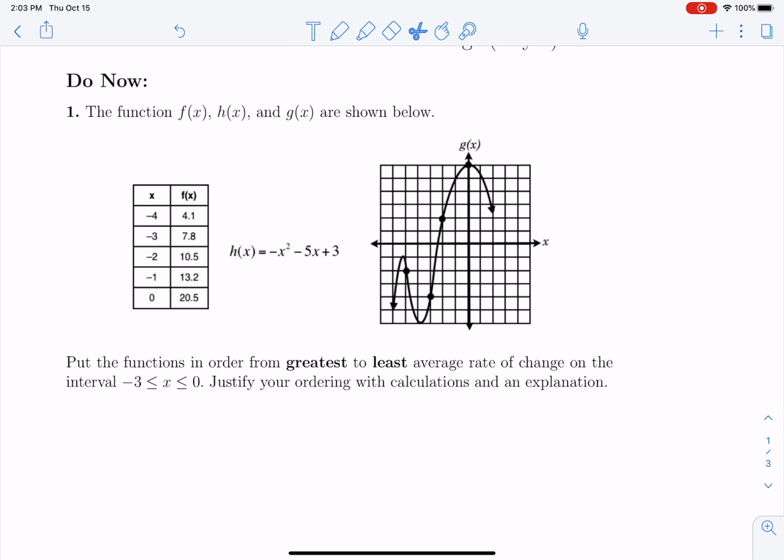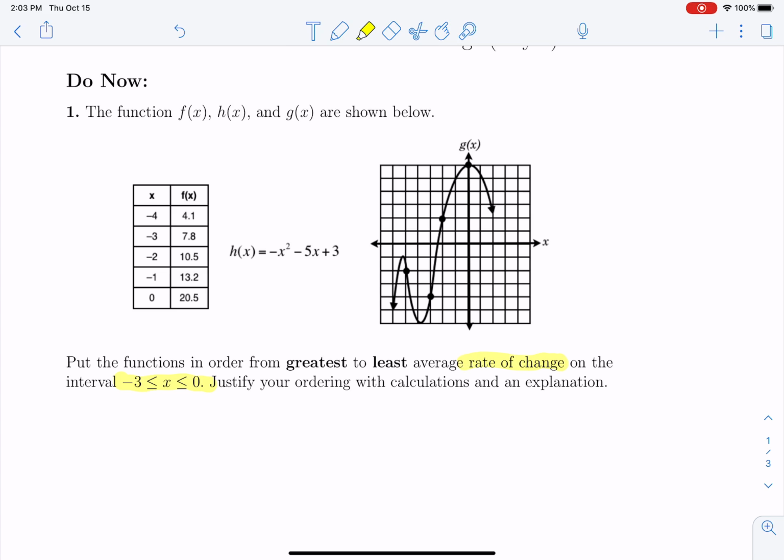All right, so we're told to put the functions in order from greatest to least average rate of change on the interval -3 ≤ x ≤ 0. Justify your ordering with calculations and an explanation.